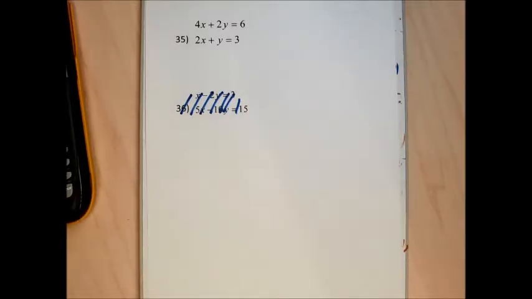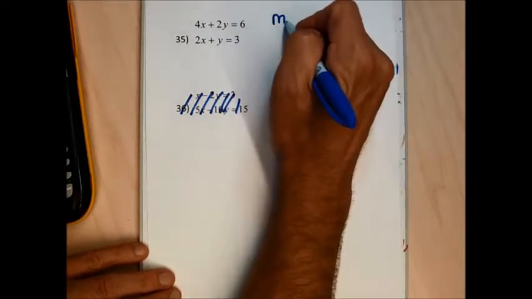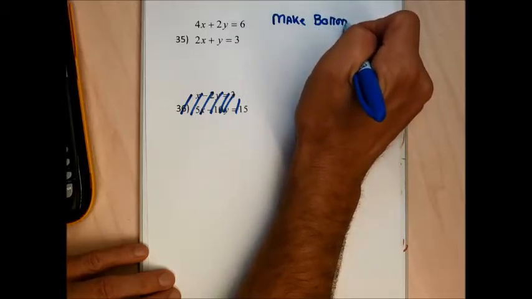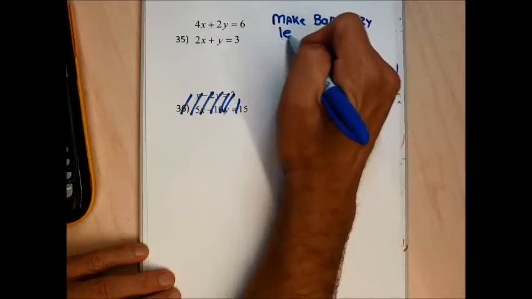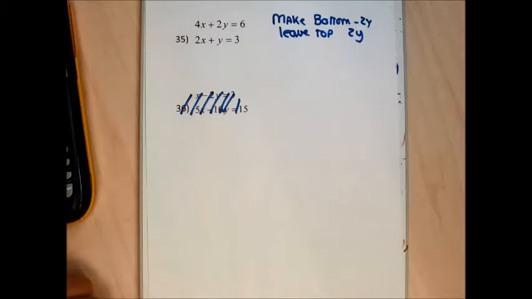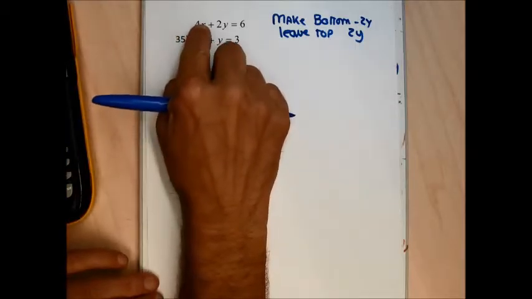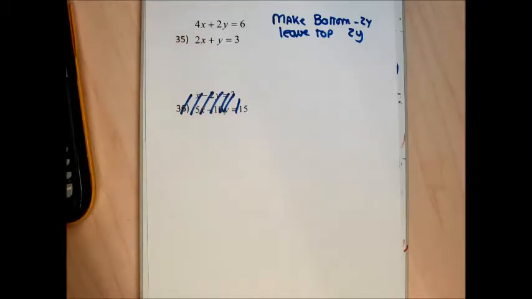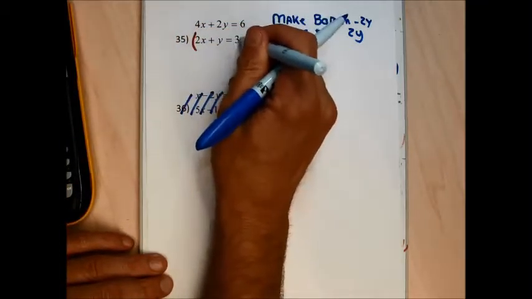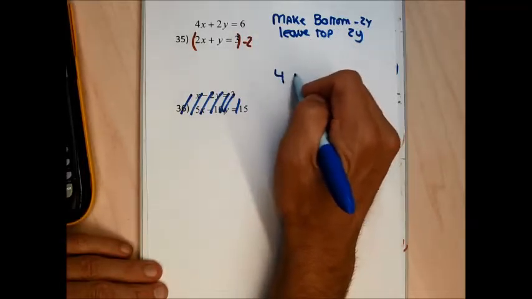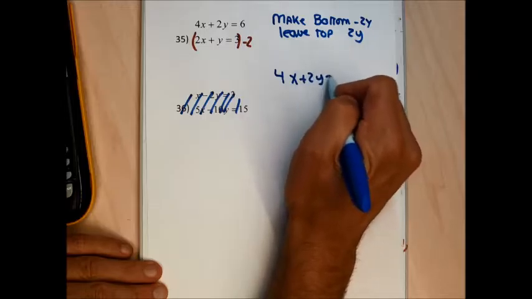So for 35, I can drop out the x's or drop out the y's. I'm going to make the bottom have a minus 2y, and I'm going to leave the top with a positive 2y. The alternative probably would be to leave the top with a positive 4x and make the bottom have a negative 4x. That will work just as well. I'm going to drop out the y's. I'm going to multiply everything in the bottom equation by negative 2. I'm going to leave the top equation 4x plus 2y equal to 6.